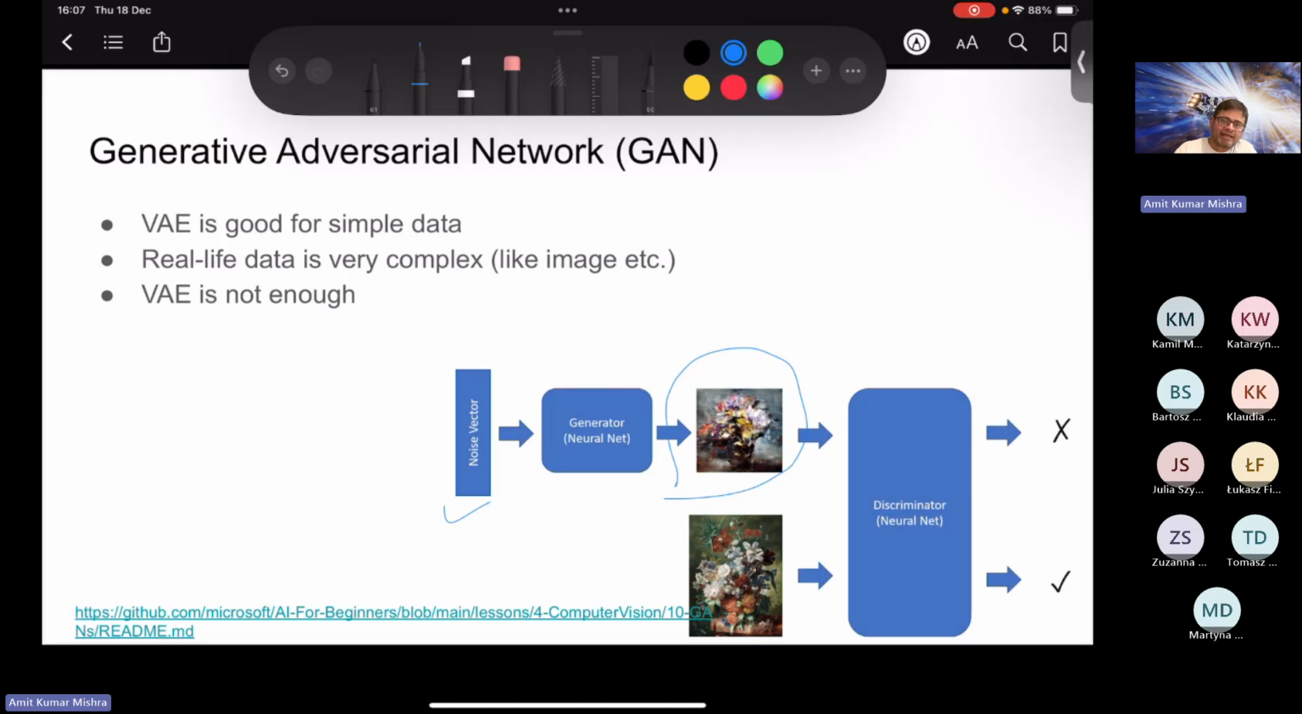So you need another layer, and that is where generative adversarial networks started becoming popular. They have two parts. The first part is the simple VAE decoder.